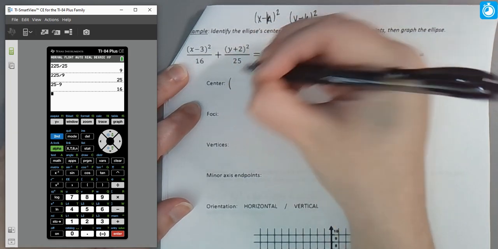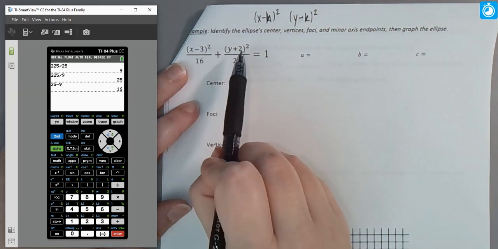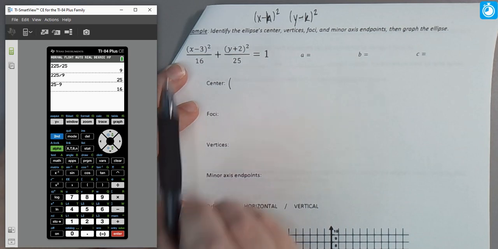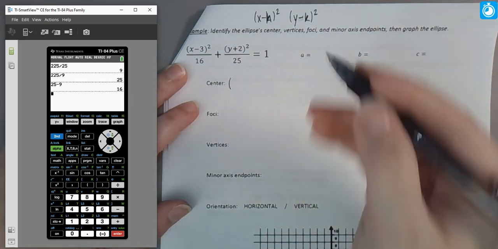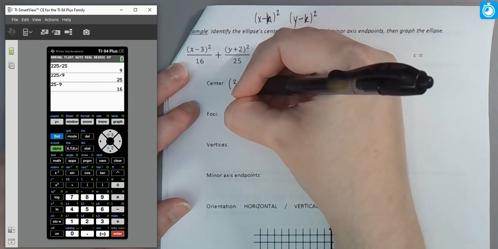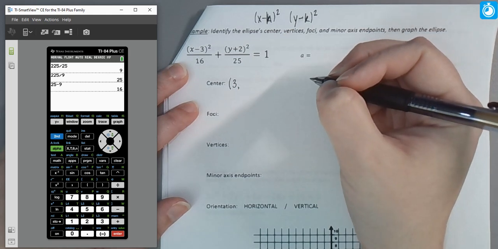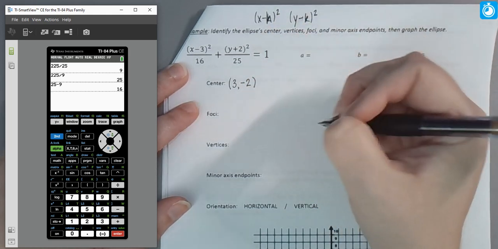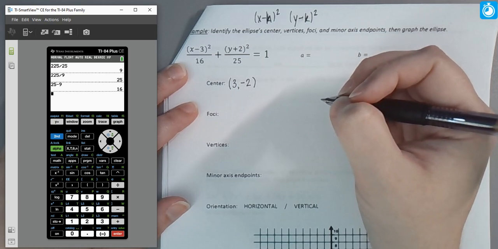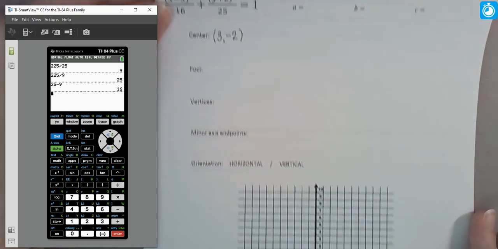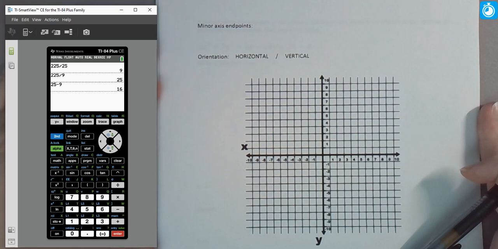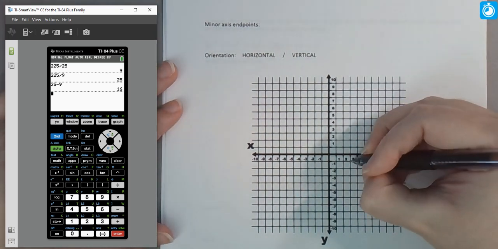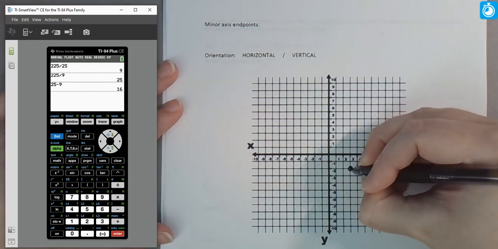So when we write the coordinates of the center, essentially it looks like we're going to flip the signs from what we see in the actual equation. So the x coordinate for the center is going to be positive 3, and the y coordinate for the center is going to be negative 2. So let's add that to our graph. So the center is at (3, −2).